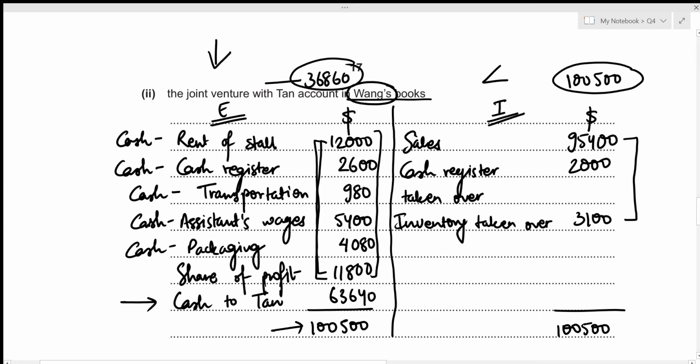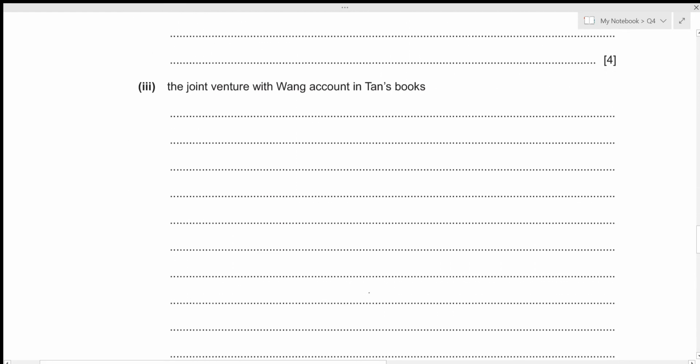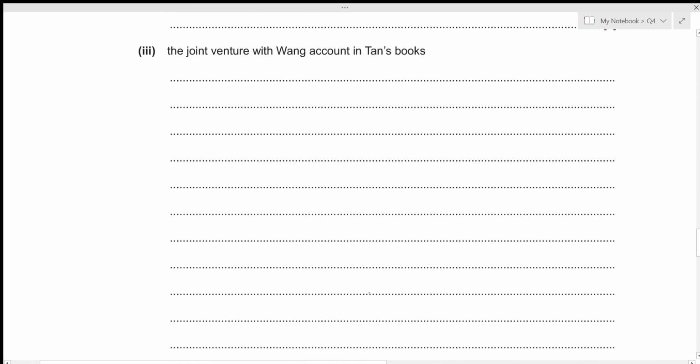Okay, now this concludes the second part. We can move to the third one. We are now asked to prepare the joint venture with Wang account in Tan's book. So we repeat the same process as we did before, but instead of looking at Wang's particular expenses and incomes, we now only look at Tan's incomes and expenses. So let's prepare the ledger.